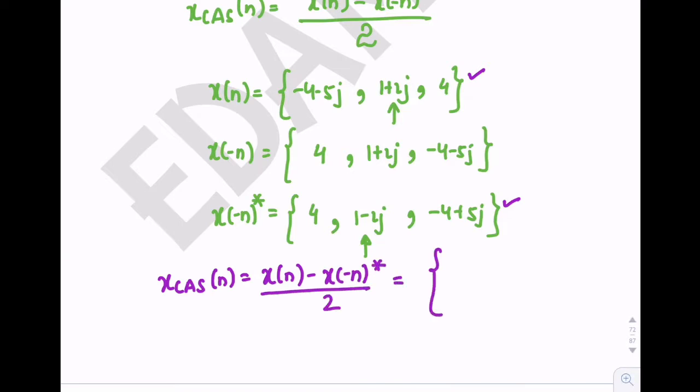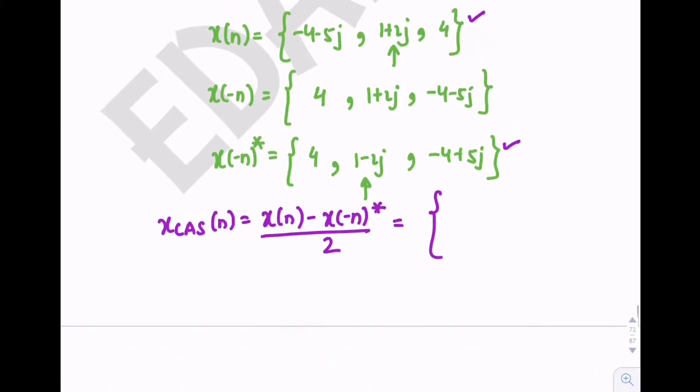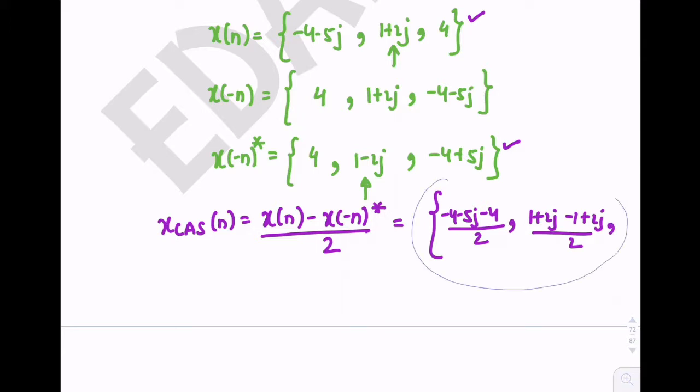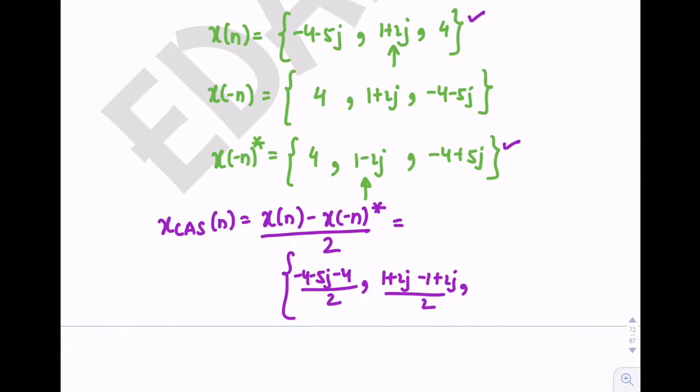This will be equal to, the first term will be equal to minus 4 minus 5j minus 4 divided by 2, 1 plus 2j minus 1 plus 2j divided by 2. Okay, so let me write this at the bottom, and the third term will be 4 minus minus 4 plus 5j divided by 2.